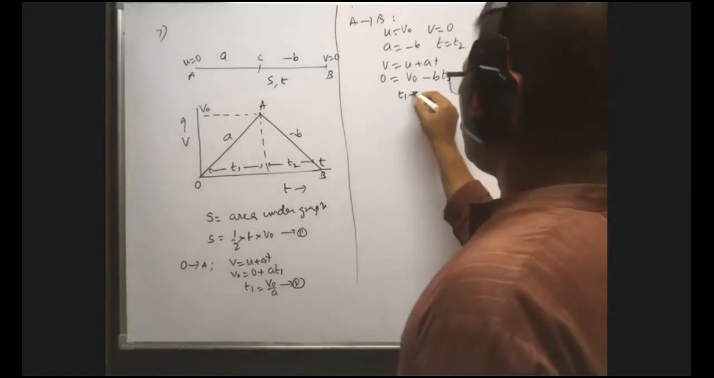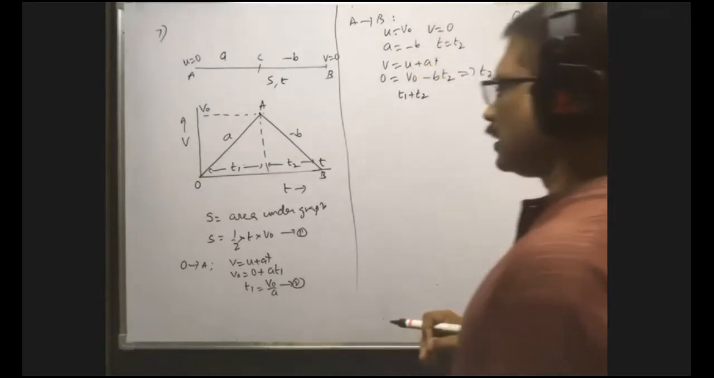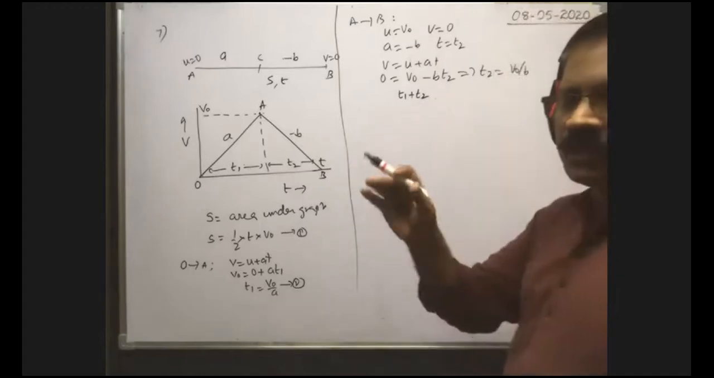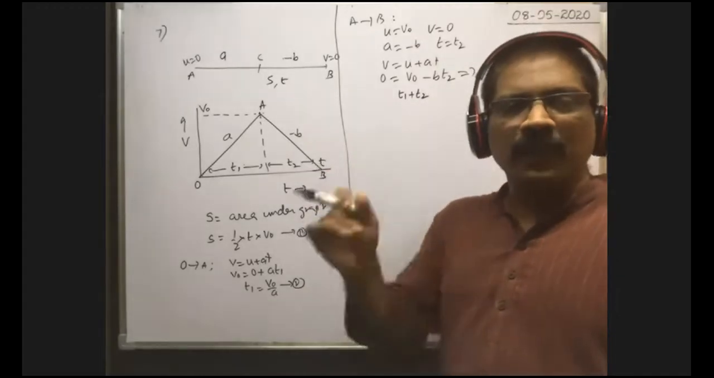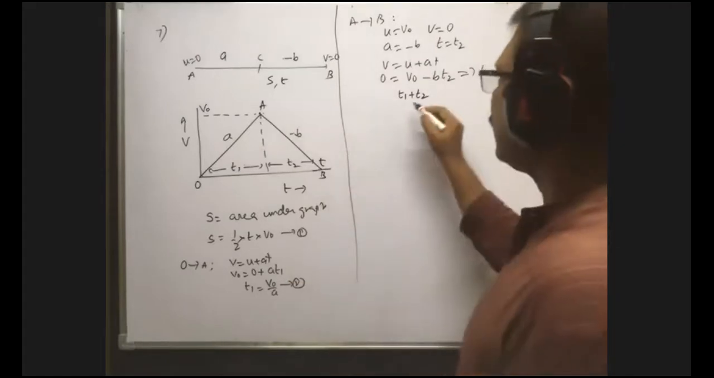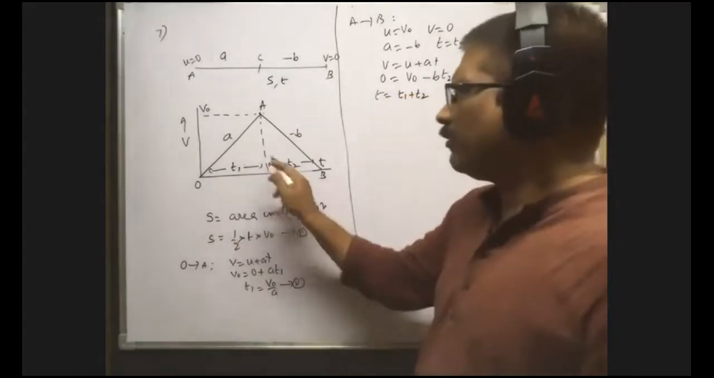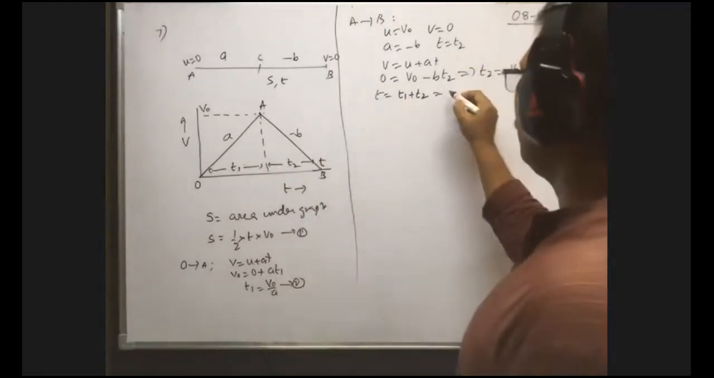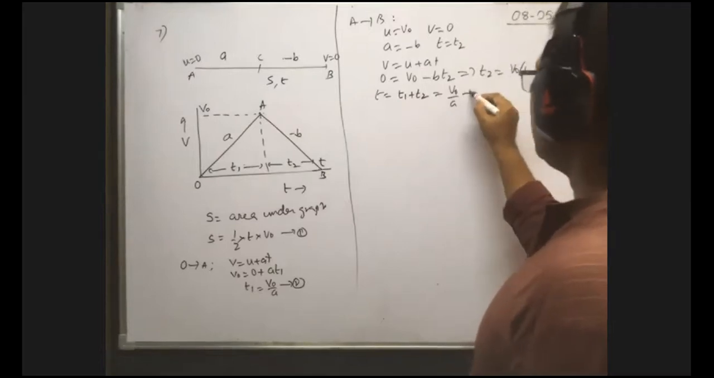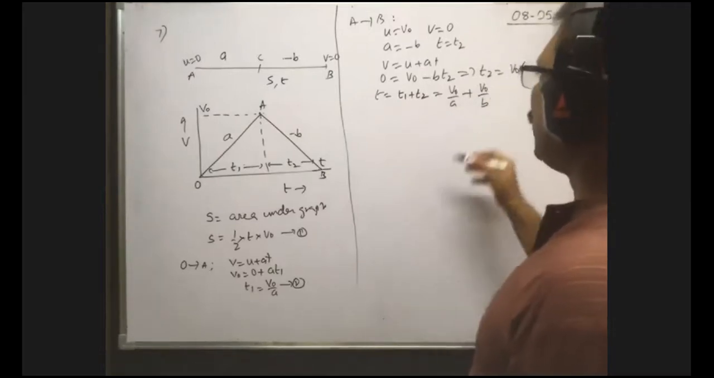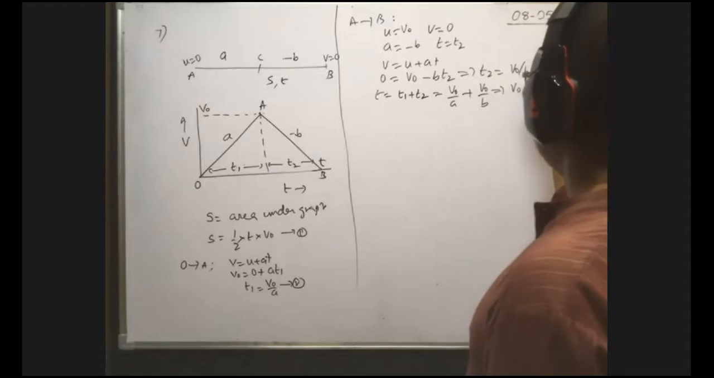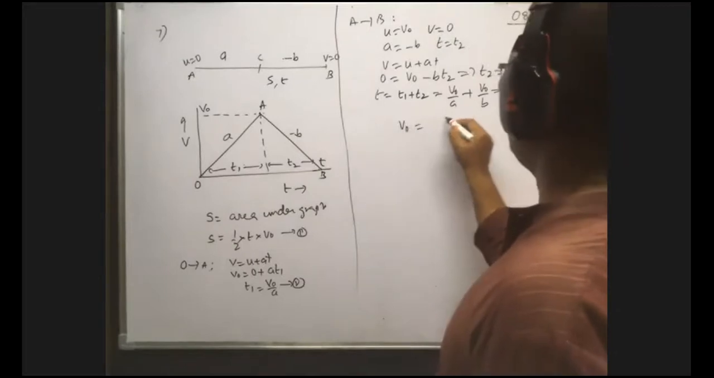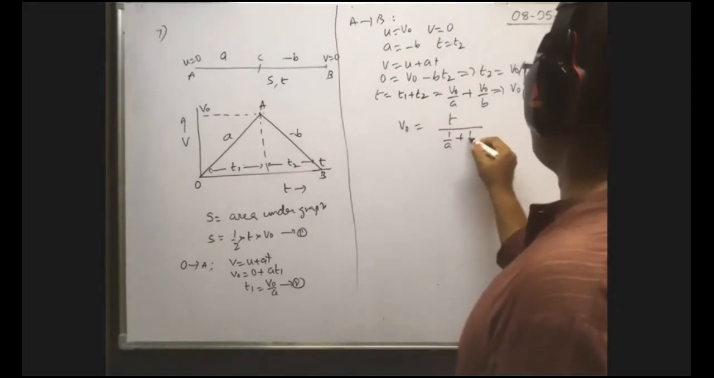What is t1 plus t2? Because we need v naught, t1, t2 should not be there, because t1, t2 are what we imagined. In the problem, they were not given. That's why t1 plus t2 is equal to the total time t, no? This is equal to t1, from this equation, v naught by a, plus t2, v naught by b. Then you take v naught common of 1 by a plus 1 by b. Therefore v naught is equal to t by (1 by a plus 1 by b), we can write, no?